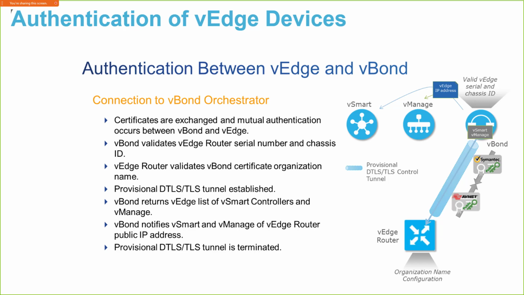That doesn't stay permanently, right? Once the orchestrator's done its job, it kind of gets out of the picture, and the communication is going to be directly from the vEdge device to the vEdge device for the data plane functionality, and from the vEdge device to the vSmart controller for the control plane functionality. That's why they say at the very end that provisional DTLS tunnel is terminated, because again, the vBond orchestrator is only there to facilitate that initial communication and registration process. Once that takes place, the orchestrator is not necessary in this case.